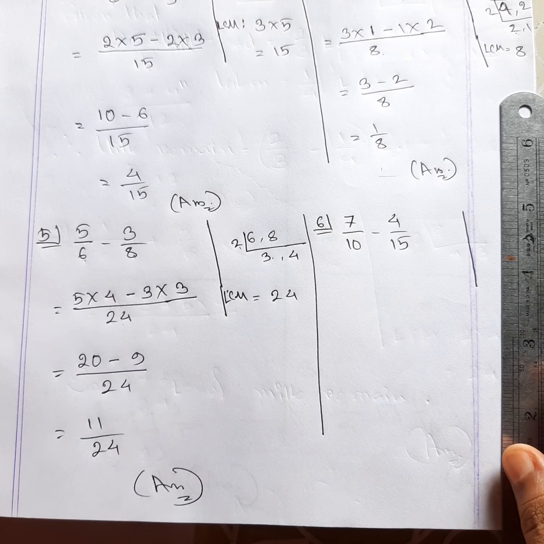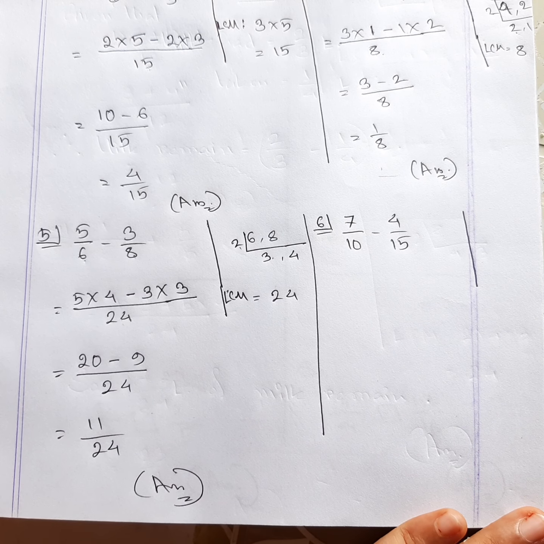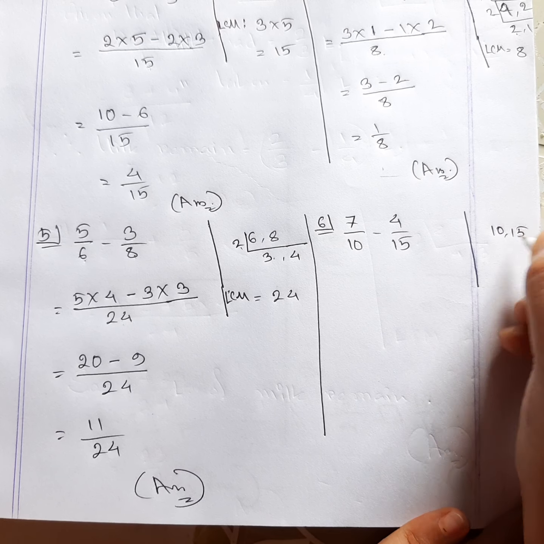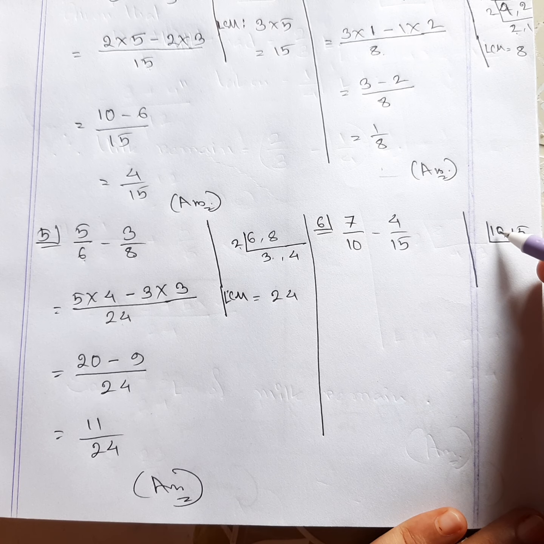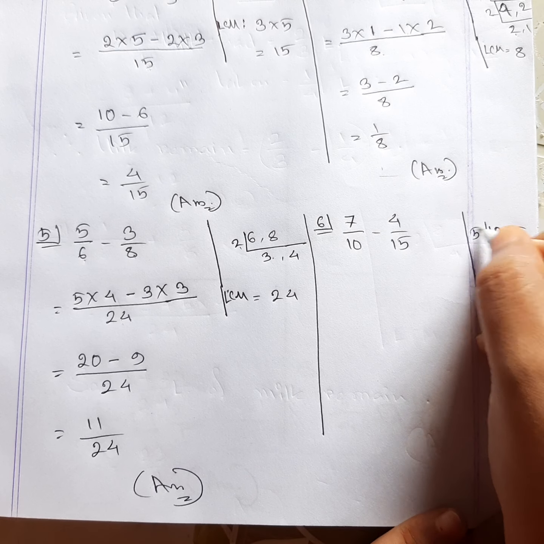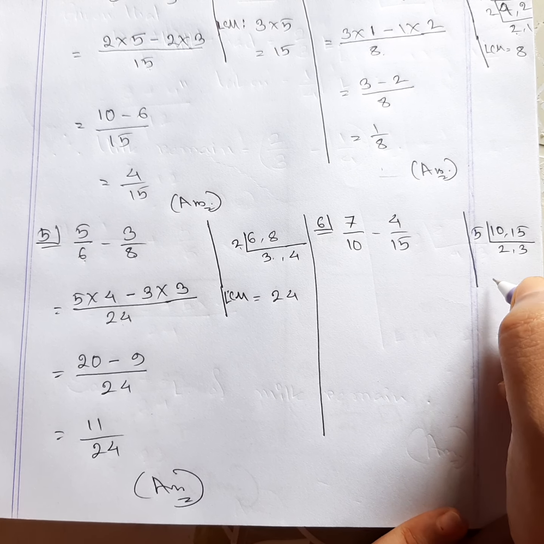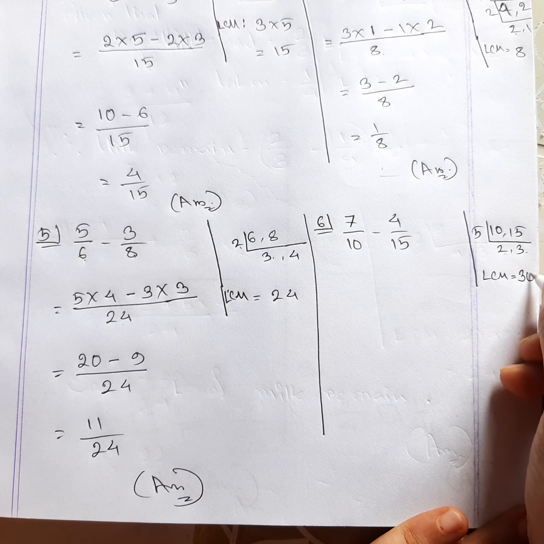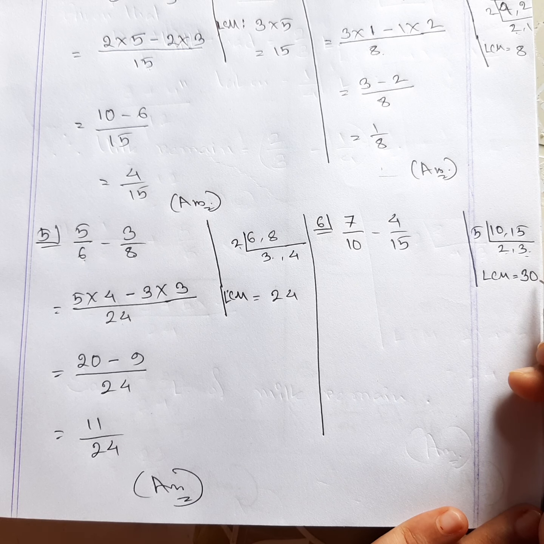Answer. Math is finished. Now the last one, not the least one, 10 and 15. We cannot divide 10 and 15 by 2. We cannot divide by 3. We cannot divide by, yes, we can divide by 5. So 2 and 3. Now the LCM is 30. Multiplying all the numbers, we'll get 30.